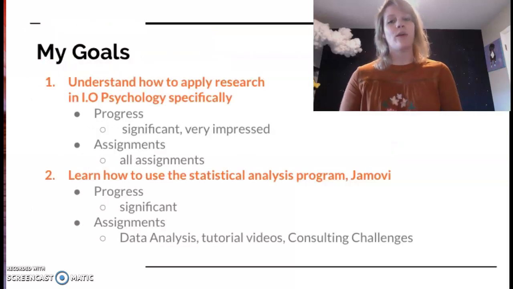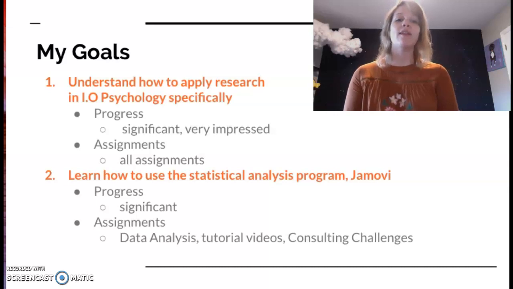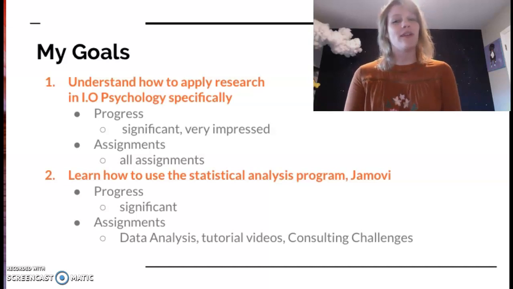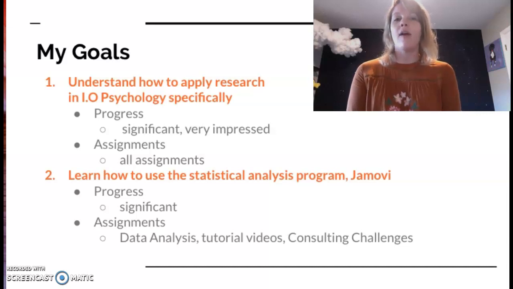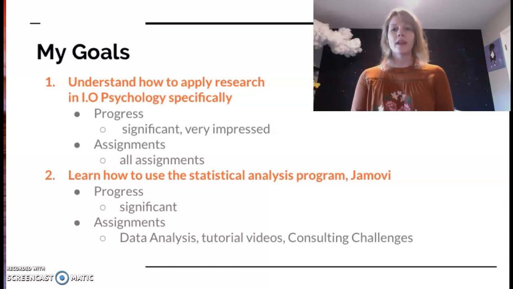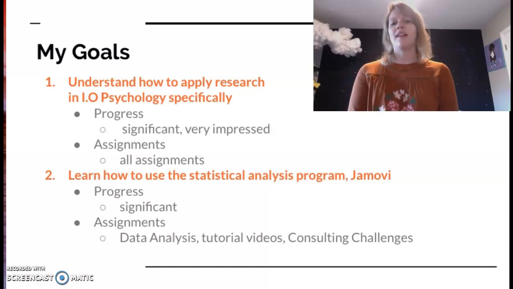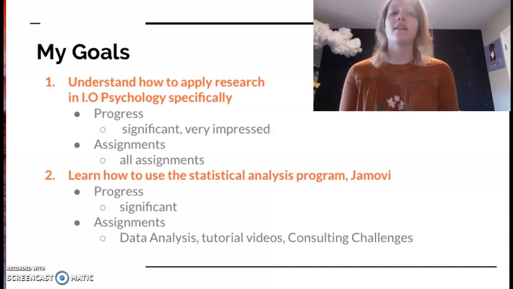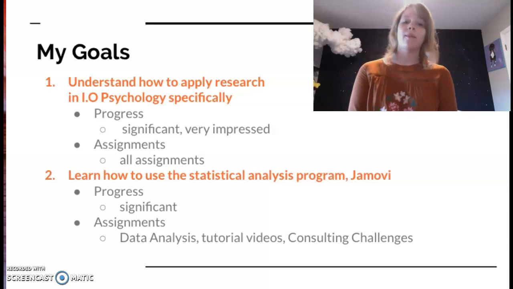My goals were to understand how to apply research in IO psychology specifically and learn how to use the statistical analysis program Jamovi. I have definitely made significant progress on the first goal. I am really happy with this class and how it integrated IO and stats, because I'd never really had a class that had done that before. And all of the assignments really were related to some part of IO and this goal.